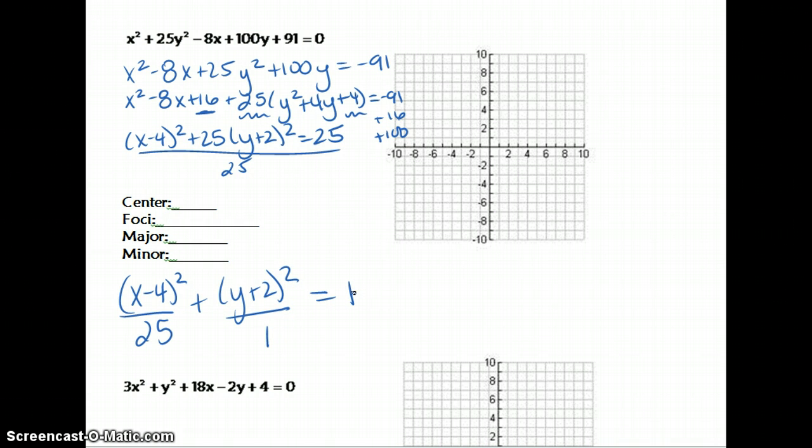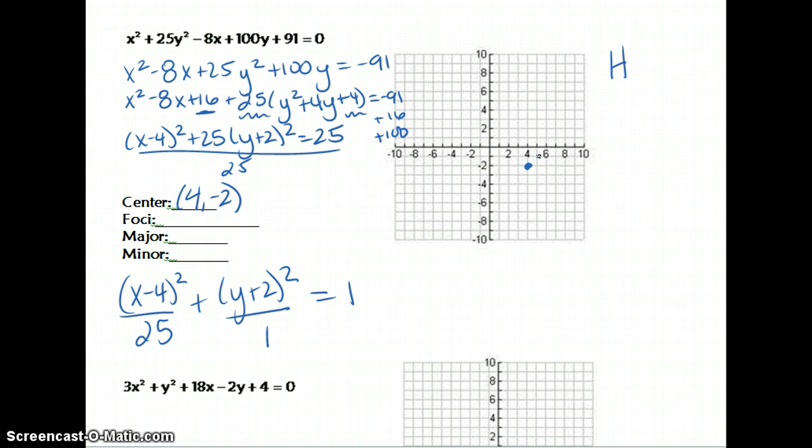Okay. Now remember that a horizontal ellipse is when the a squared is underneath the x, and a vertical ellipse is when the a squared is underneath the y. Now, how do we know which number is the a squared? Well, for an ellipse, it's always the biggest denominator. Okay. So hopefully you recognize that 25 is bigger than 1. So this is going to be a horizontal ellipse with a center at 4, negative 2.